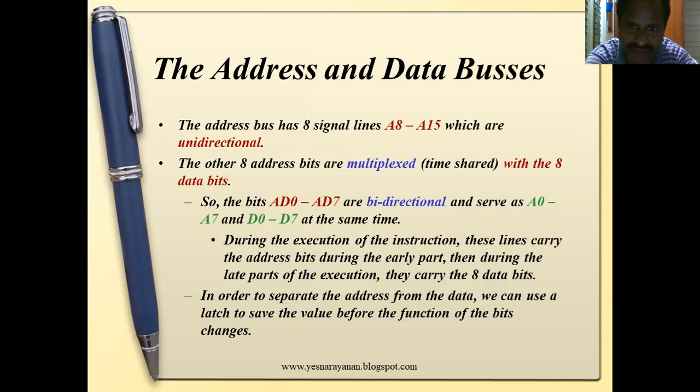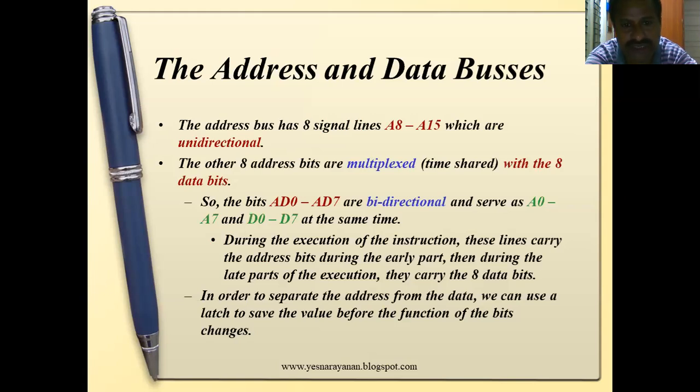After the address, these address lines become free. Then the same bus AD0 to AD7 acts as a data bus. So they are multiplexed together, time division multiplexing, at different times. Initially the bus carries address. After some time, the same bus carries data. This is called time division multiplexed.